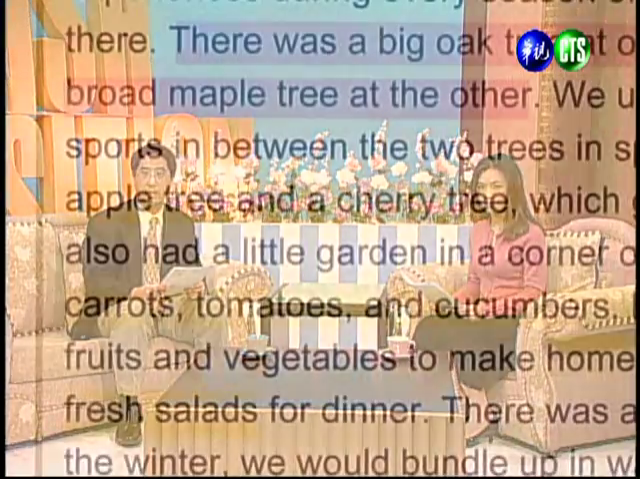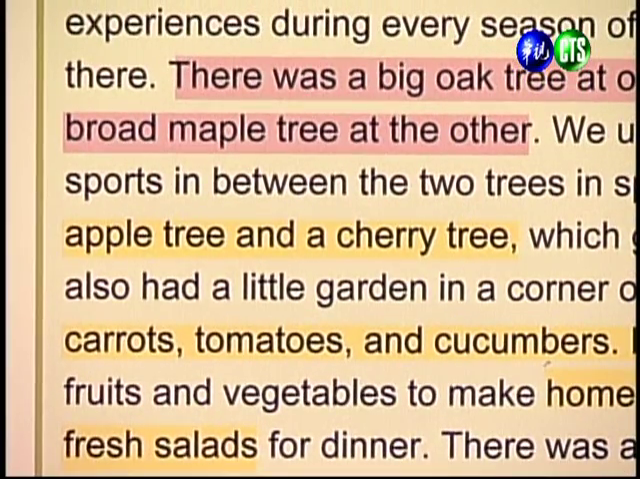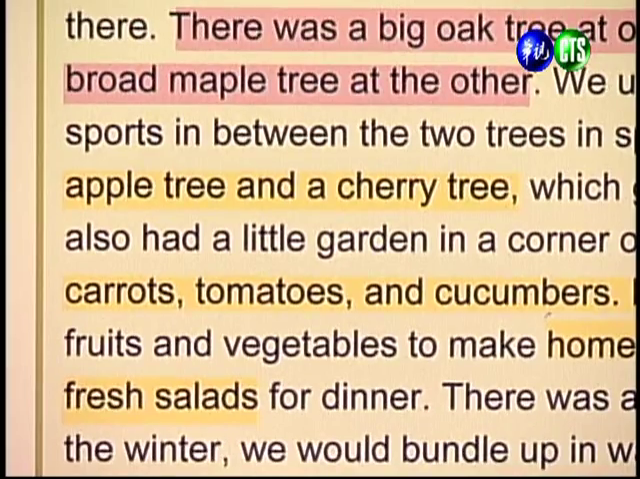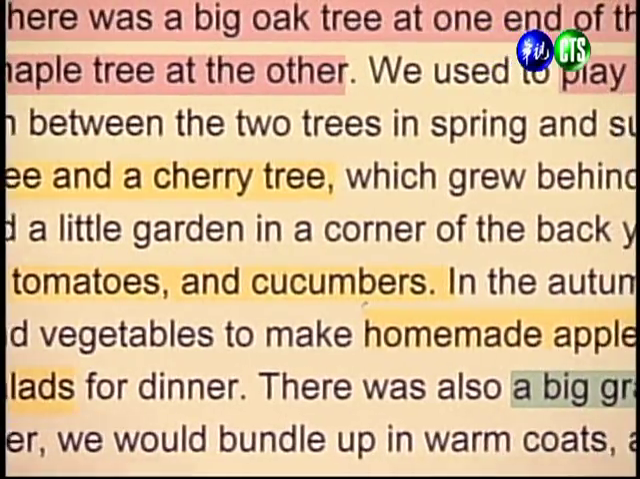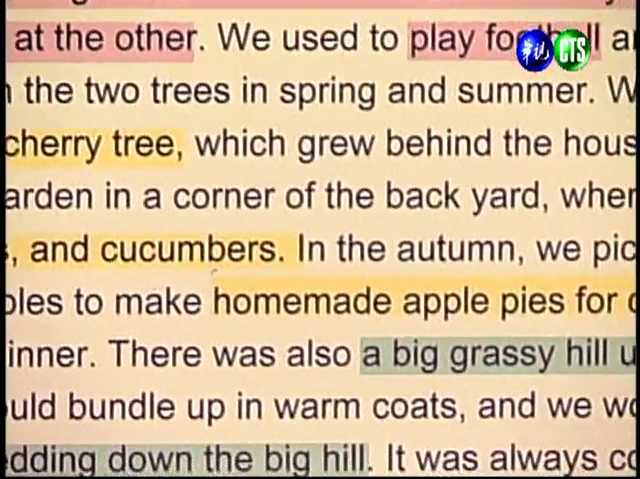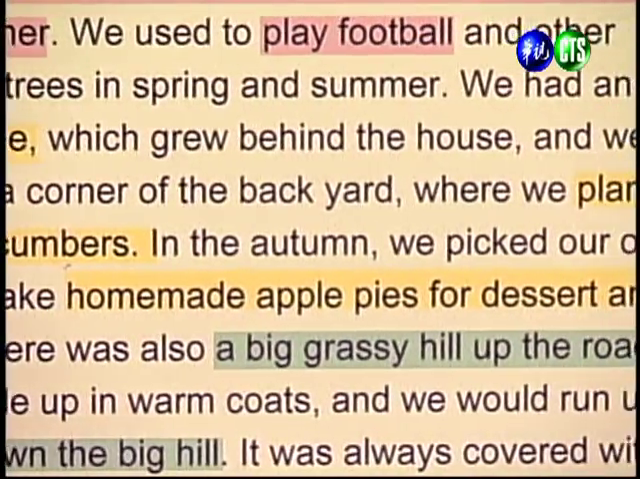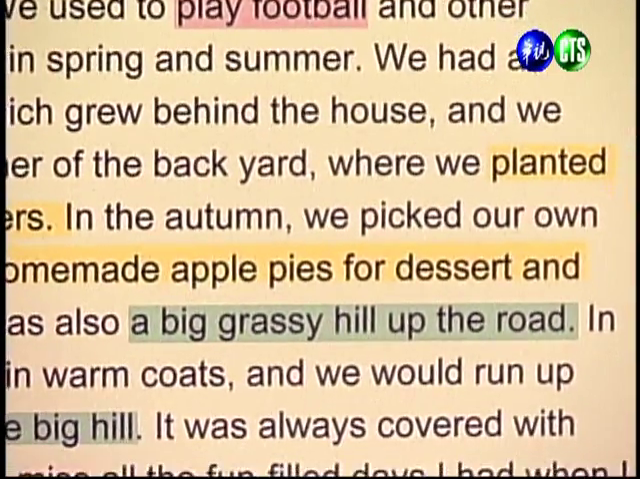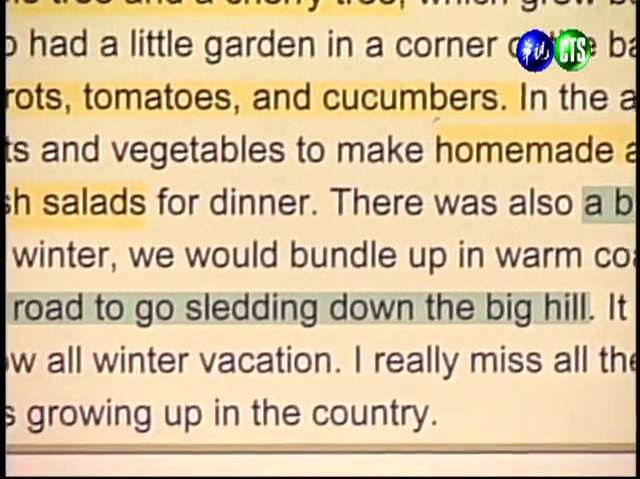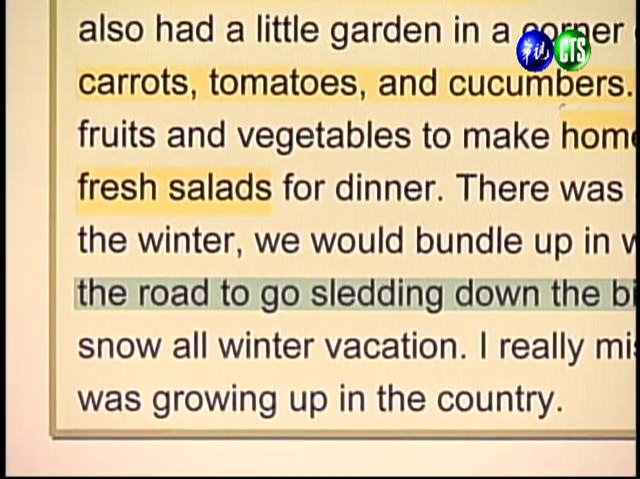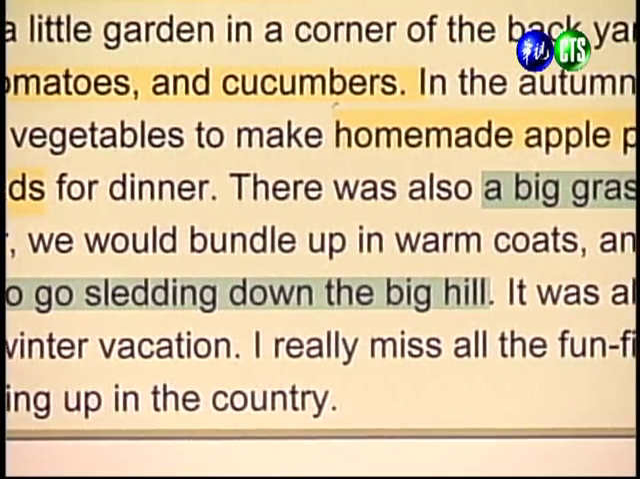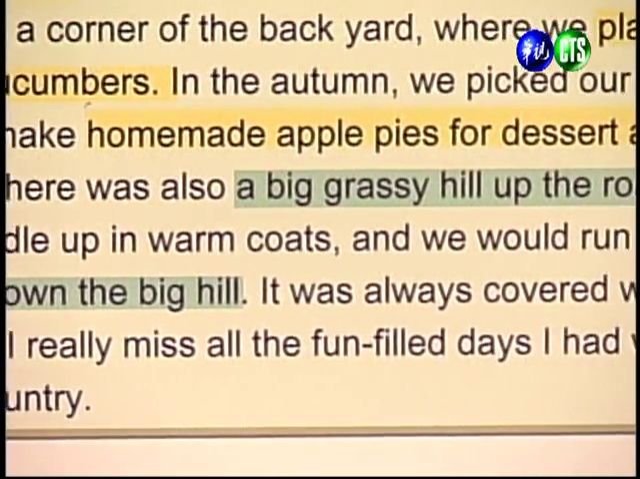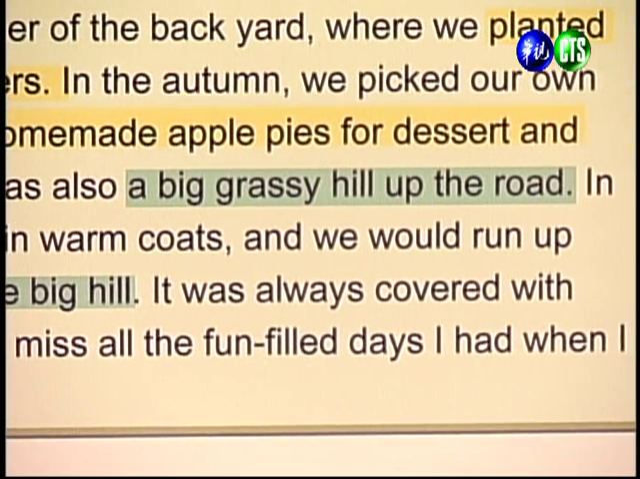can find out about some of the exact fruits and vegetables that grew in the family garden. Right, and then we can also see some of the different kinds of dishes that the writer prepared. So we can see over there that there are apple pies and there are fresh salads that they had for dinner.